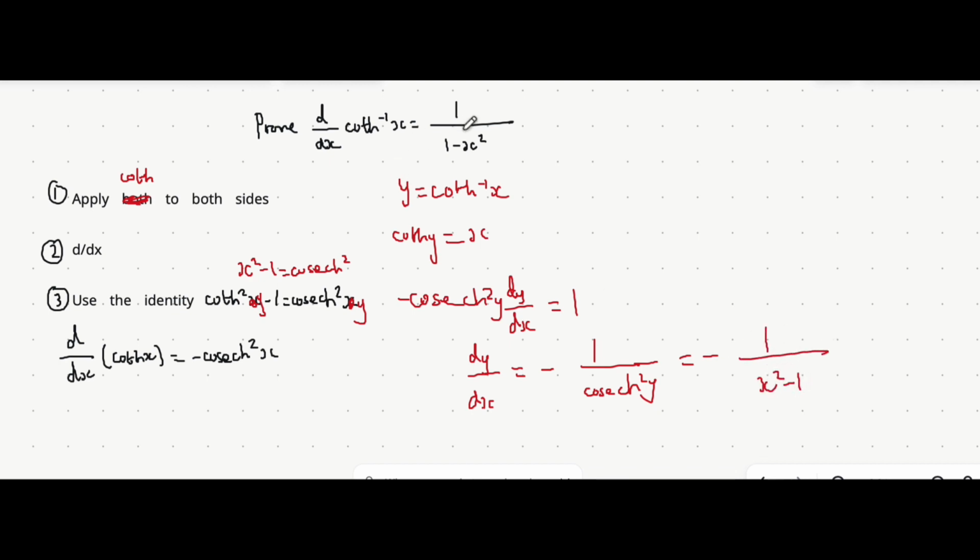One last step to make it match exactly what's on the question. We can multiply everything on the denominator by minus 1. And when you do that, you're going to have minus x squared plus 1 or plus 1 minus x squared if you write it the other way around. And that's everything for this question.